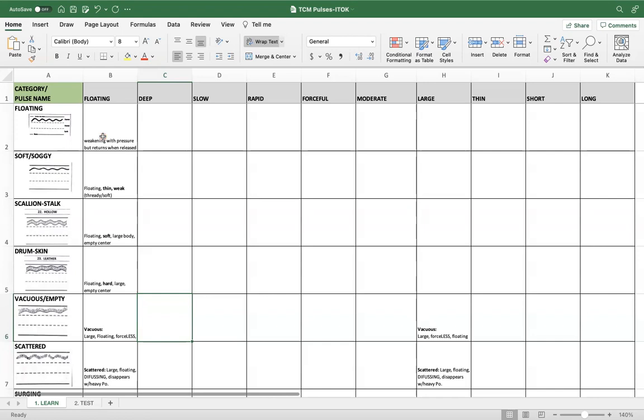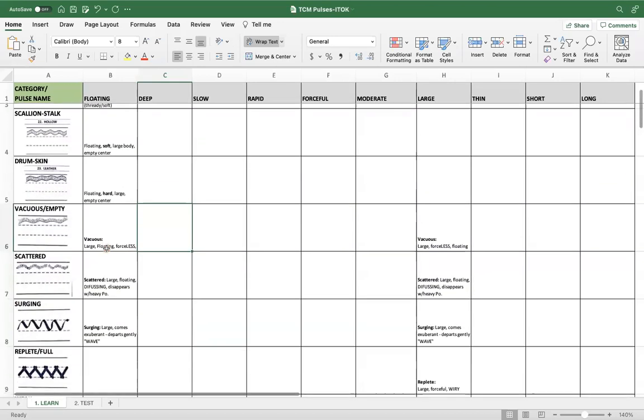And so here I just put them into categories, trying to organize them in an easier way to remember, like a differential diagnosis among all the 28 pulses. I sort them by shared characteristics. For example, all the floating pulses are here together.